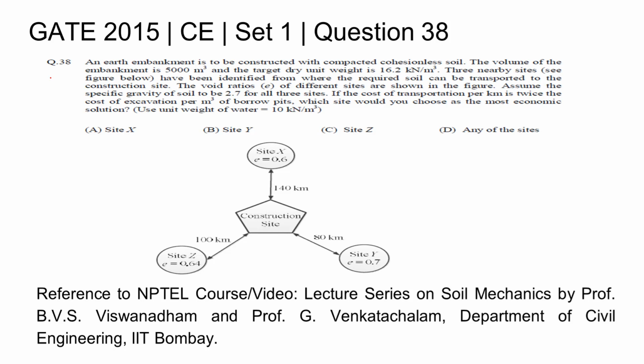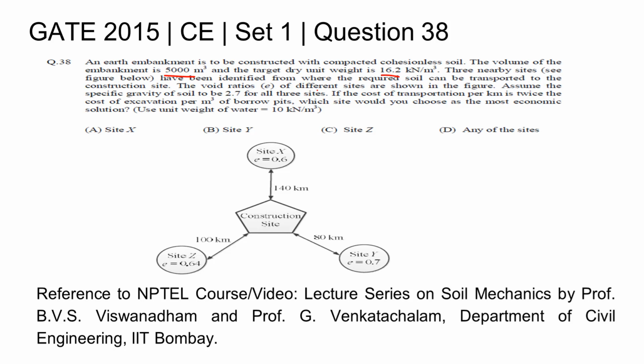GATE 2015 Civil Engineering Set 1 question number 38. An earth embankment is to be constructed with compacted cohesionless soil. The volume of the embankment is 5000 meter cube and the target dry unit weight is 16.2 kilonewton per meter cube. Three nearby sites have been identified from where the required soil can be transported to the construction site.